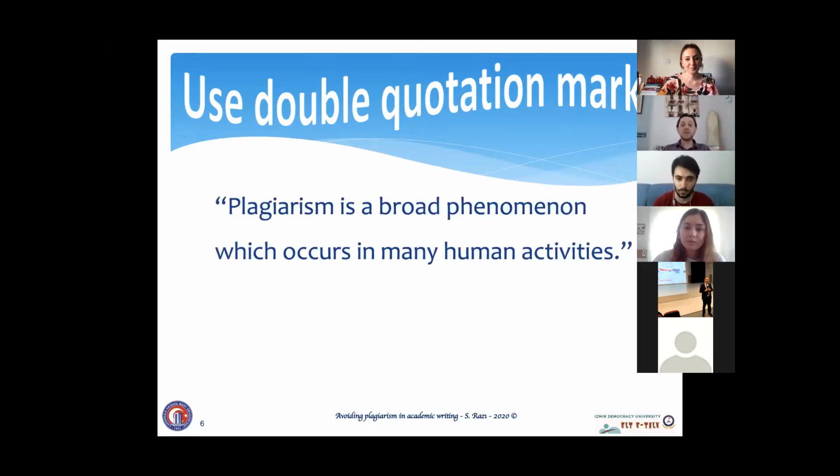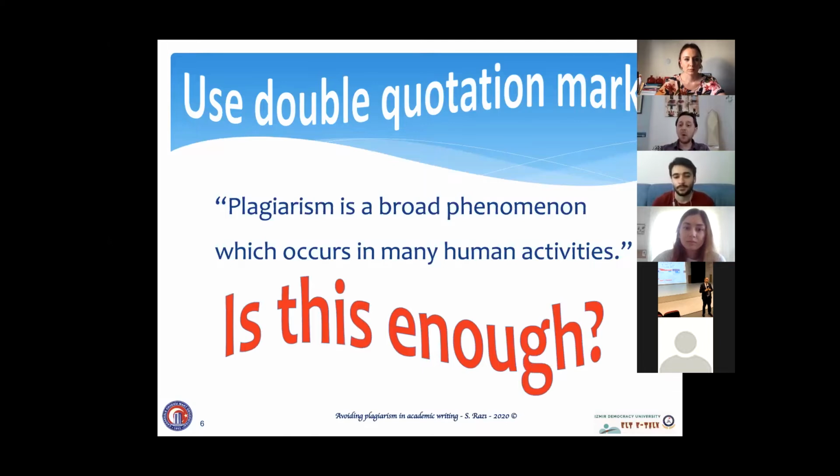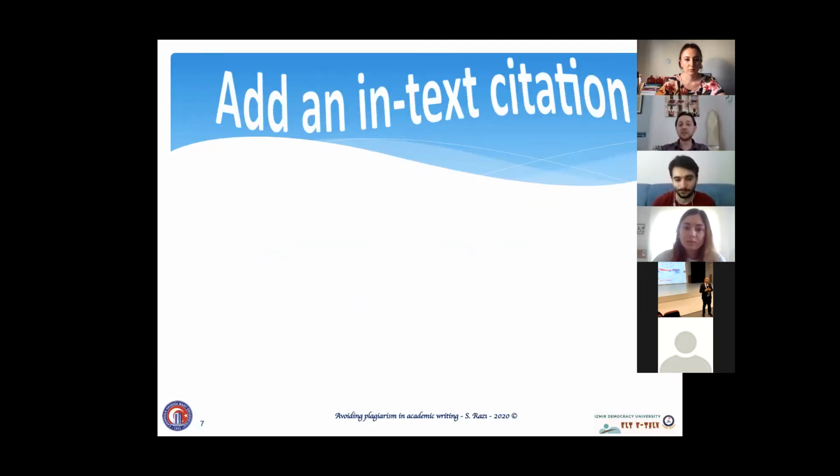So we'll be using double quotation marks here in order to indicate quotations. You see the first double quotation mark, it shows where the directly copied expression starts, and you see the other double quotation mark, it shows where the quoted expression ends. Is this okay? Okay, seems we did good so far, but we need to do something else. What else do we need to do?